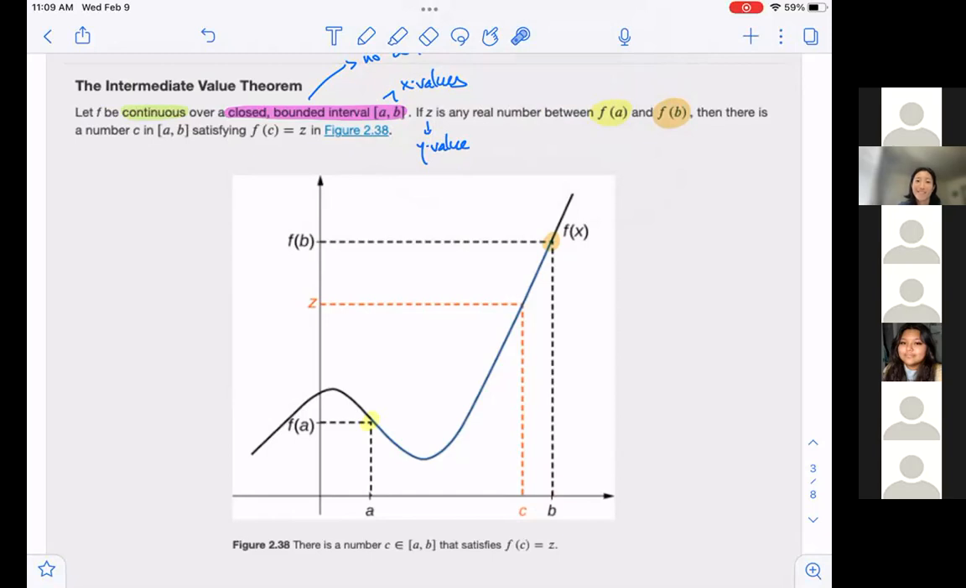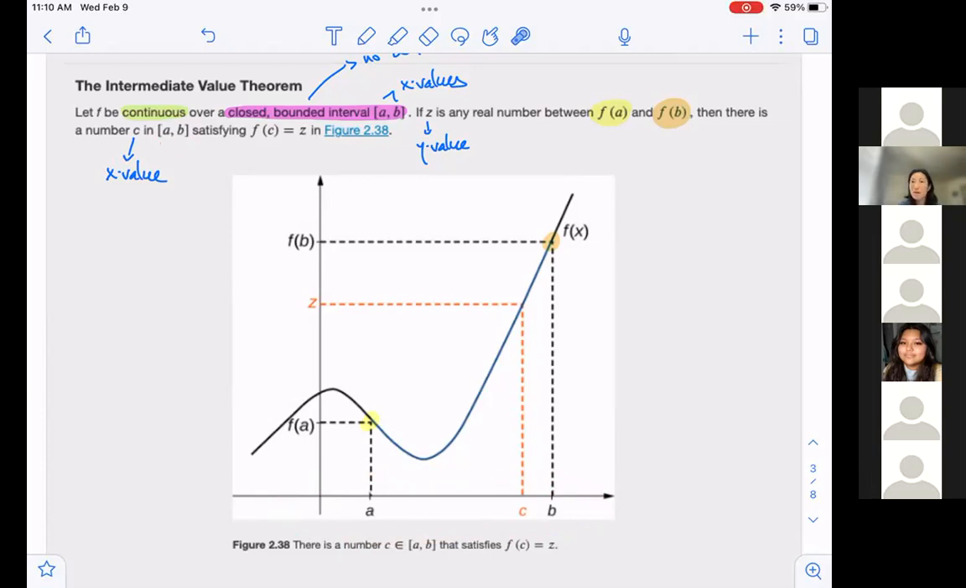It's hard, right? But if we have a y value that is between f of a and f of b, then there is a number c in the interval a to b. So what kind of number is c? Yeah, that one's an x value. And we can see the c on the x-axis. So there is a number c in this interval a and b.